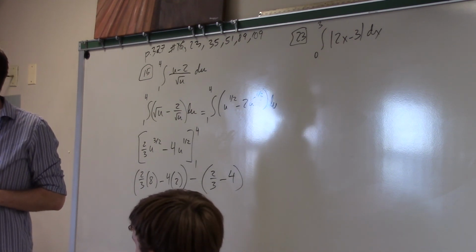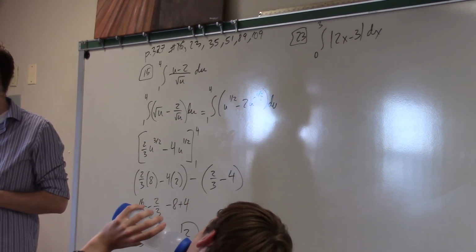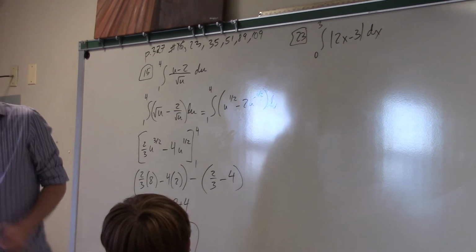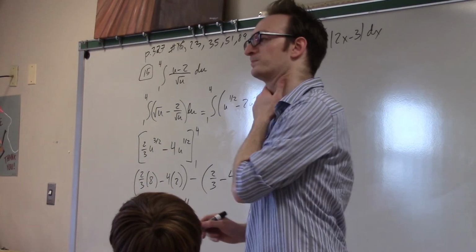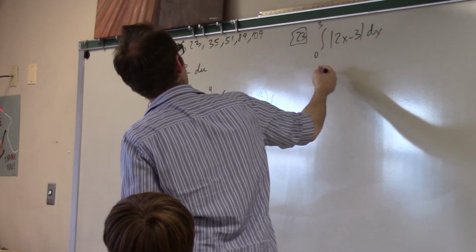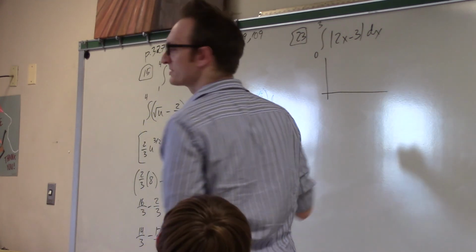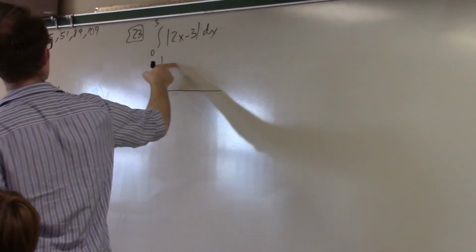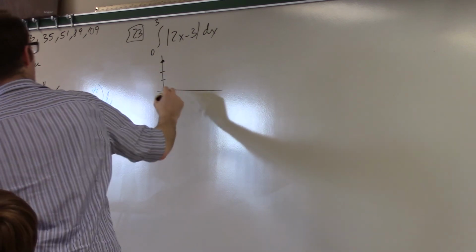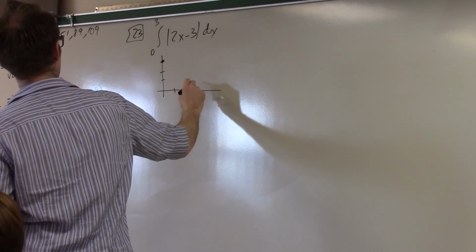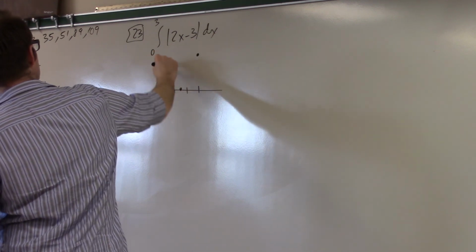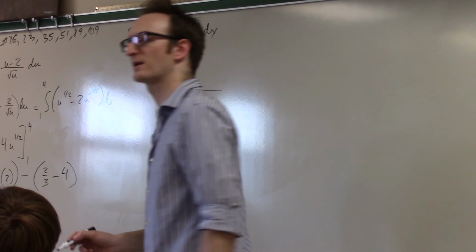So I split the integral between 0 and 3 halves of 3 minus 2x, plus the integral from 3 halves to 3 of 2x minus 3. Maybe we should just quickly graph this, so we have some sense of what's going on. If I plug in 0, I get 3, right? And if I plug in 3, I also get 3, but this is a line, so it must be just like this. This is the function.